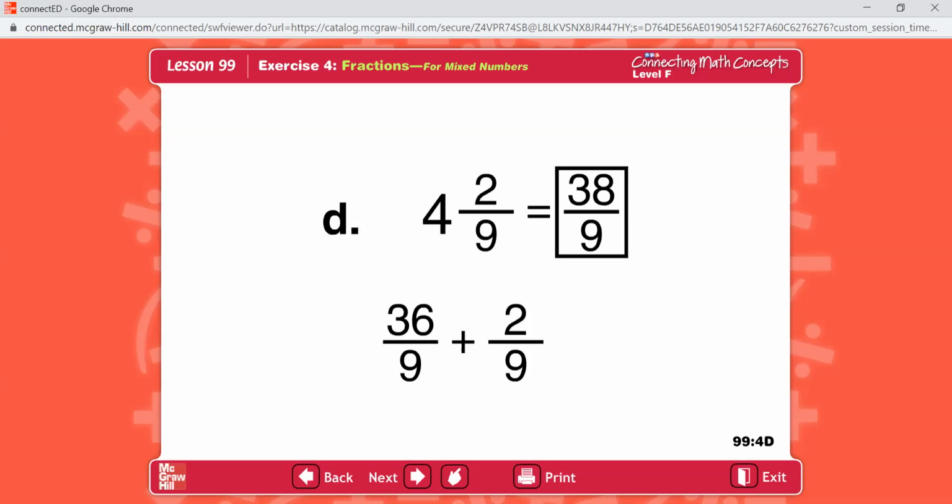Problem E, change 62 days into weeks. You work the problem 62 divided by 7. There are 8 and 6/7 weeks in 62 days. Problem F, change 4 gallons into cups. The problem you work is 16 times 4. There are 64 cups in 4 gallons.